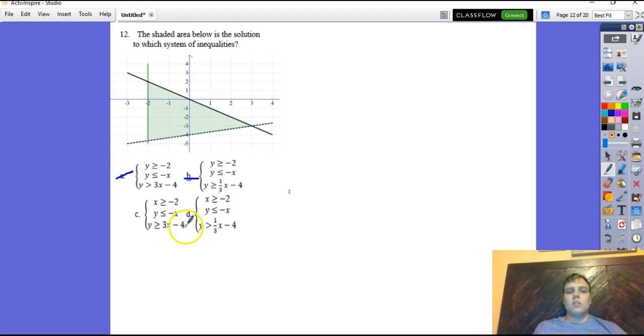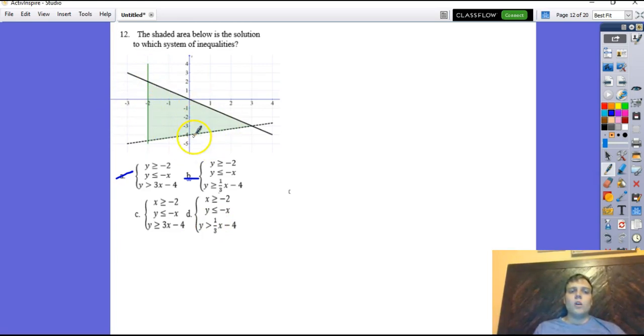I'm going to go with this last equation, which is y is greater than or equal to 3x minus 4, or y is greater than 1/3 x minus 4. Let's take a moment and compare these two things. You'll notice this first equation from C must be a solid line. This second equation from C must be a solid line. This third equation from C must be a solid line. Look at D. This first equation is solid, this second equation is solid, but this last equation is not solid, therefore it is dotted. Well, now go back to this original graph.